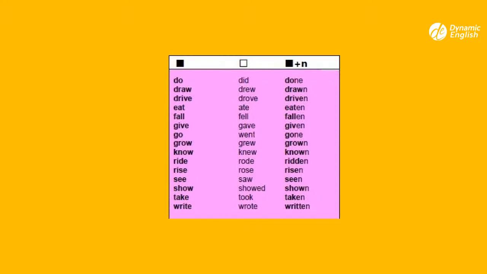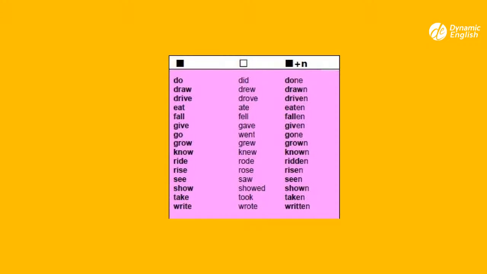Okay. Next, go, went. And then we have that go, G-O, well, it ends with a vowel, so let's put the in and the e. Gone. Grow, grew. Again, you just add an in, grown. We have know, knew, add an in, known. Next we have ride, rode, ridden.